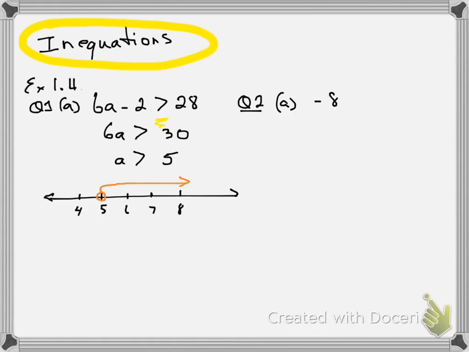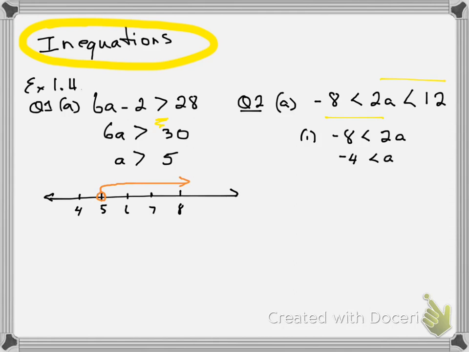This time we have negative 8 is less than 2a, but 2a is less than 12. What you have to do in this case is very simply break it up into two questions. And so therefore my first one will be negative 8 is less than 2a. So therefore divide both sides by 2. Negative 4 is less than a.